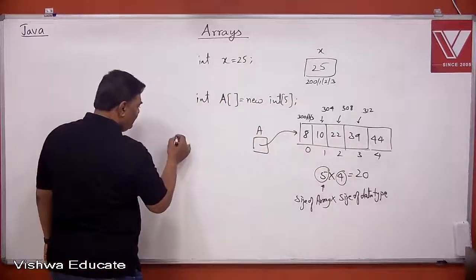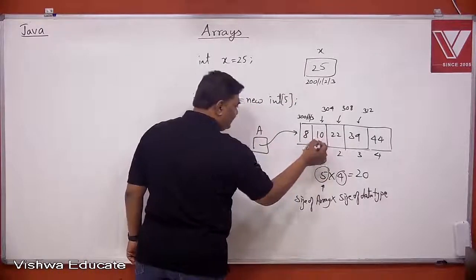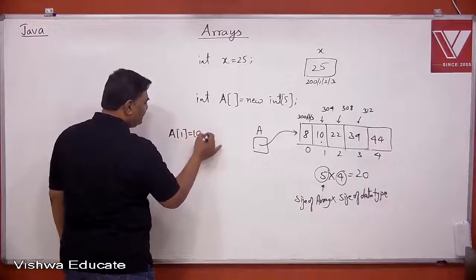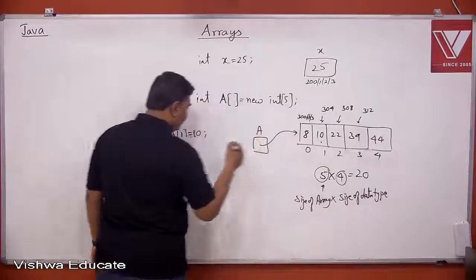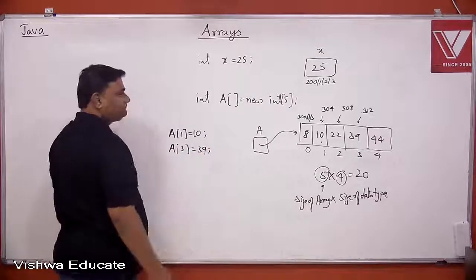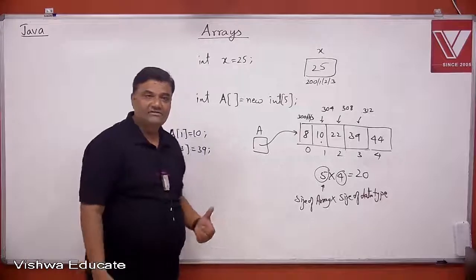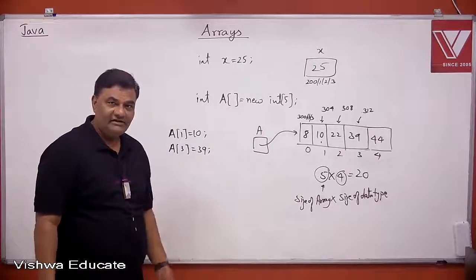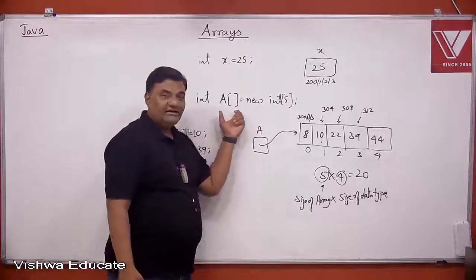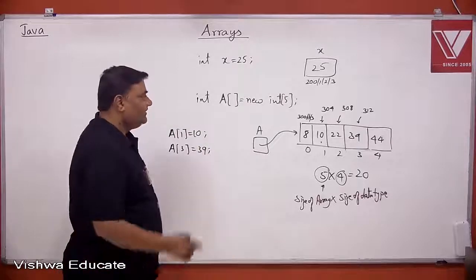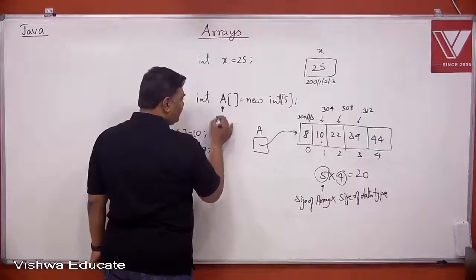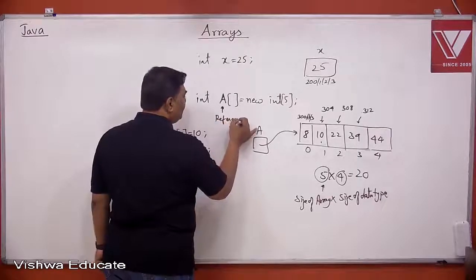Now for accessing any of those elements, suppose I want to write 10 here, then this is index 1. So I can say A of 1 assign 10. And to access this one, I can say A of 3 assign 39. That's it. This is just an introduction to an array, how an array is created and how it is accessed. Now, a few more points. This one is actually called a reference of an array.